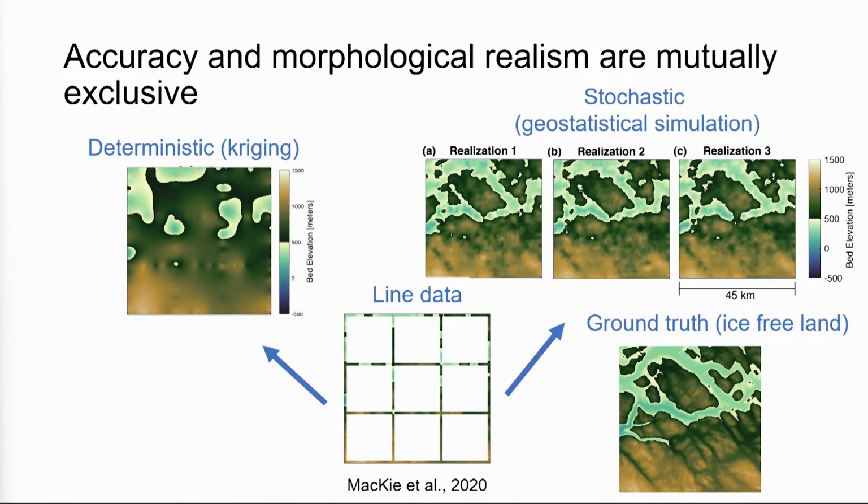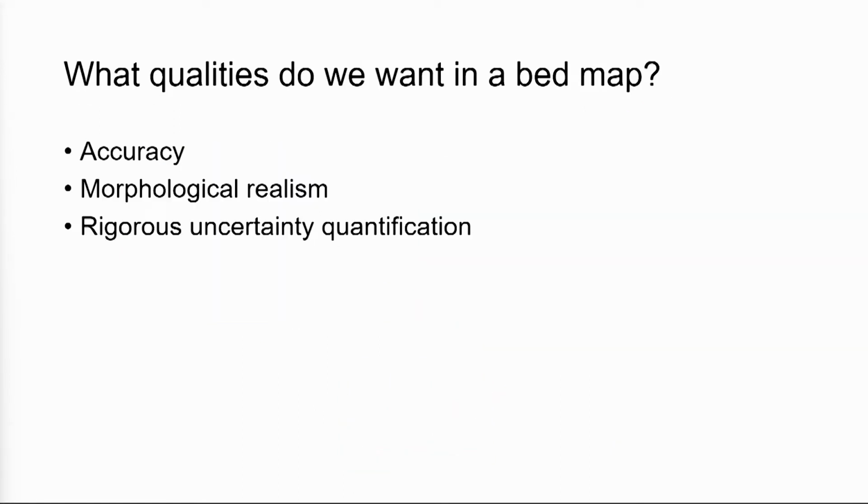And I think geostatistical simulation is particularly useful for when we want to, for example, quantify uncertainty in ice sheet models with respect to topographic uncertainty. We can use geostatistical simulation to generate ensemble realizations of the bed and then do ensemble ice sheet model runs. So if we want to quantify uncertainty in ice sheet projections with respect to topographic uncertainty, this is how it should be done.